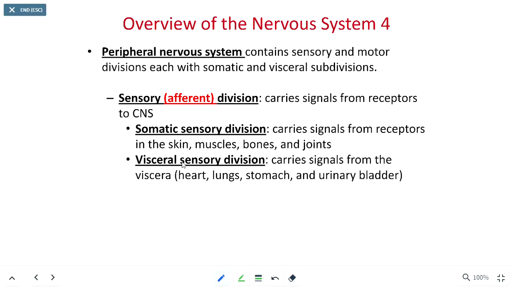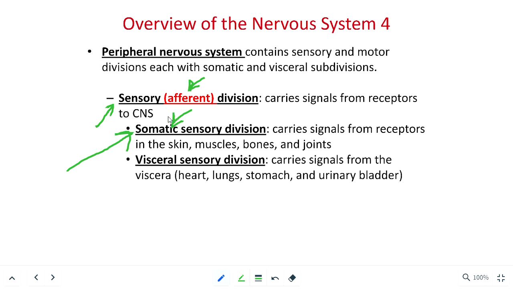As we look at the peripheral nervous system, that somatic sensory division of the sensory, also known as afferent division, is going to be primarily concerned with carrying signals from skin, muscles, bones, and joints. You can think of the somatic sensory division as analogous to the somatic motor division. It's going to be primarily concerned with things that are outside of the abdominal pelvic cavity and thoracic cavity.